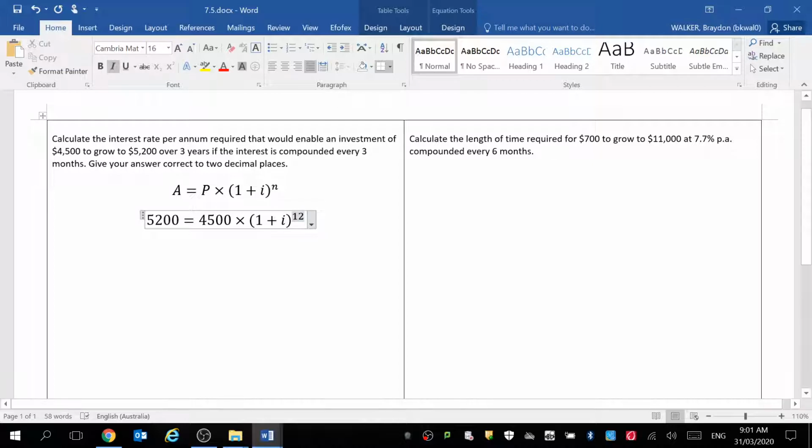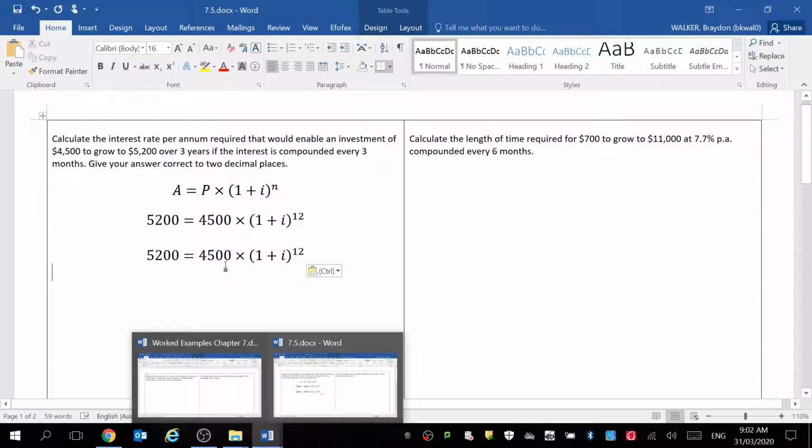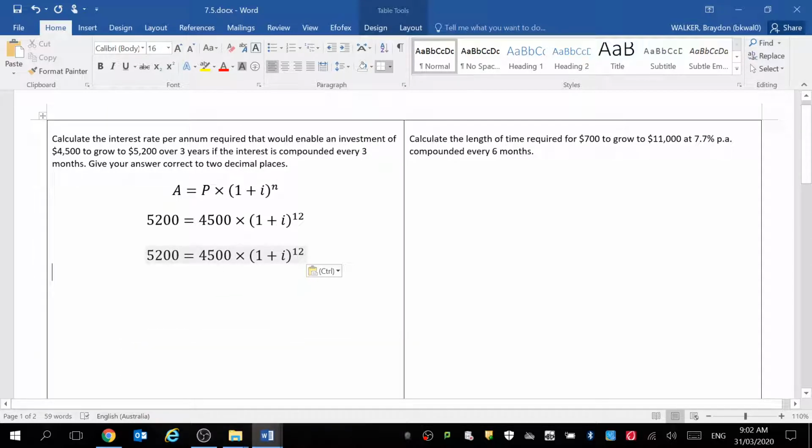Now, we only have one unknown here, and we have to think to ourselves, can we rearrange and solve this with the level of math that we've been using? The answer is yes, albeit using some skills that many of you may not have used since grade 9. So what I'm going to do is copy it, and I'm going to show you how to rearrange it. Now here, I can't move this 1 in here because it's in the brackets. Reverse BOMDAS, I have to move the 4,500 first.